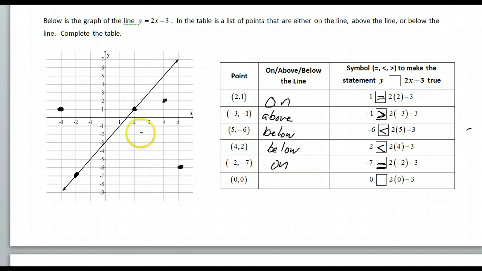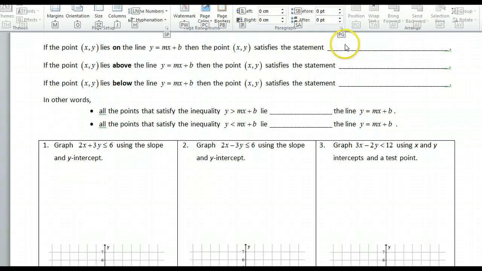And the point (0, 0), the origin, is above the line. So 0 is greater than. It means the y value of the point is greater than the y value on the line for the given x value.